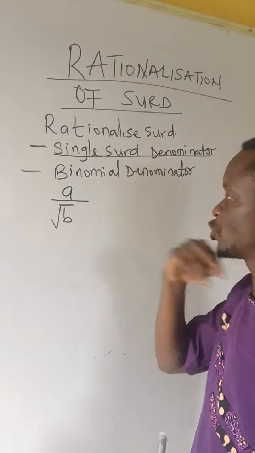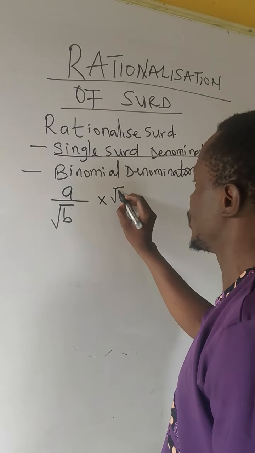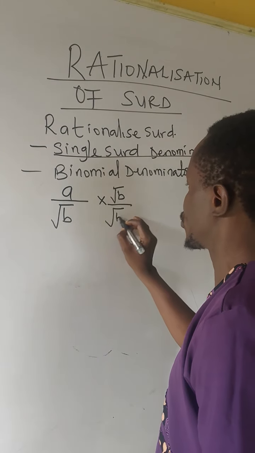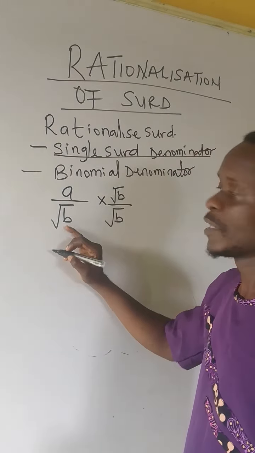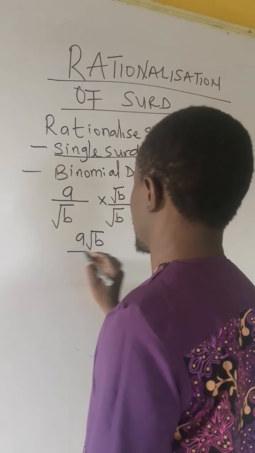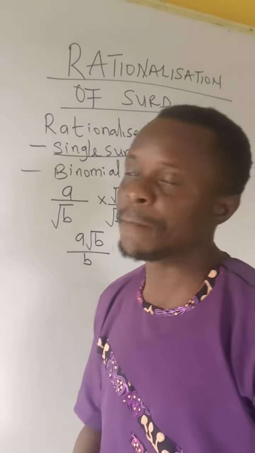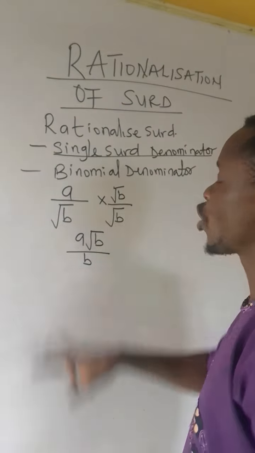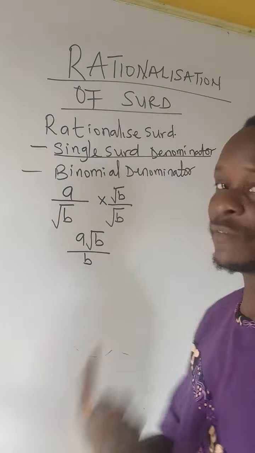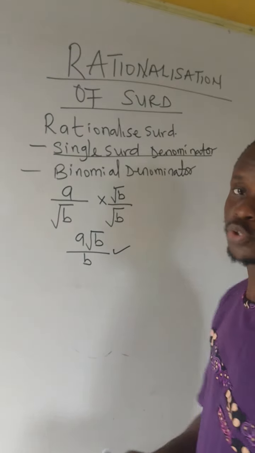So what we do is multiply the numerator and the denominator by the root of the denominator, and by so doing it becomes A root B over root B times root B, which gives us B. Remember, when you multiply two numbers of the same root, you get that same number. So this is what it means here. This is for a single surd.